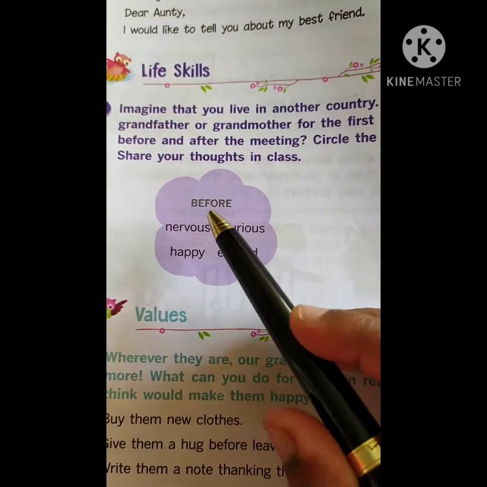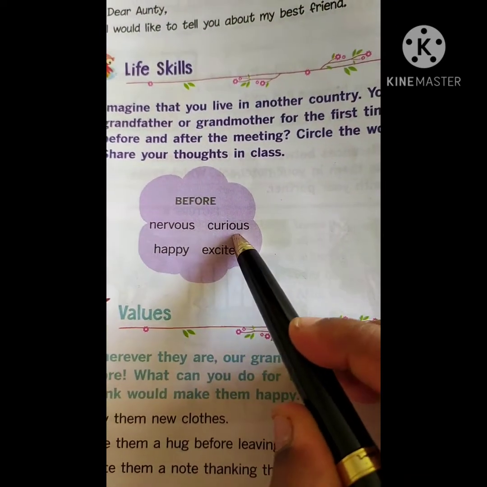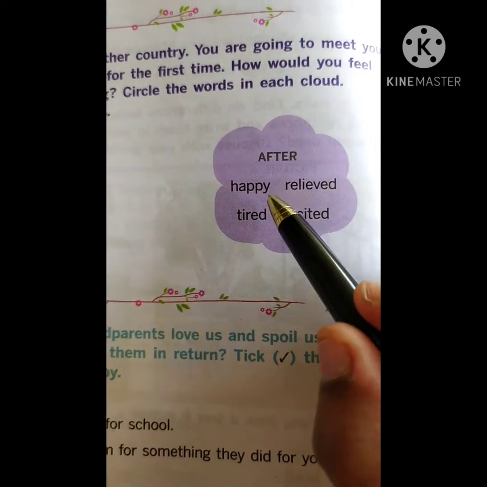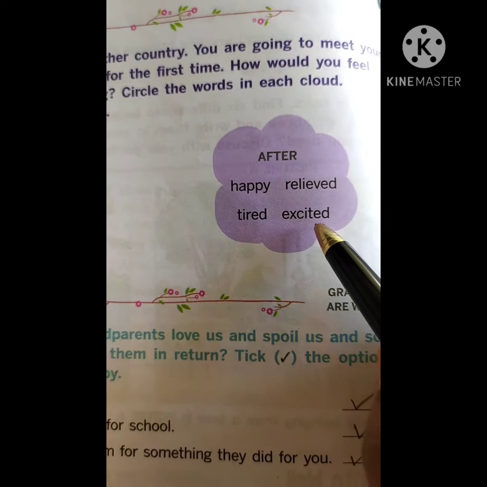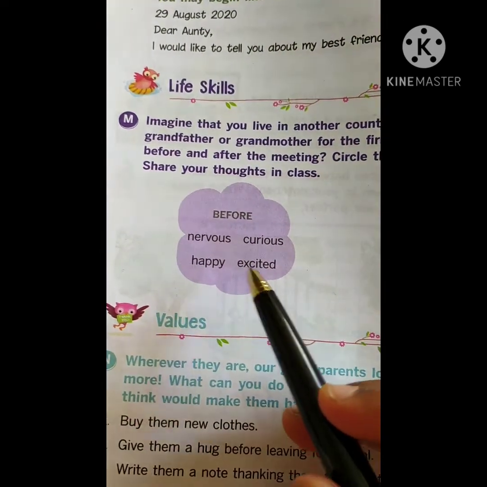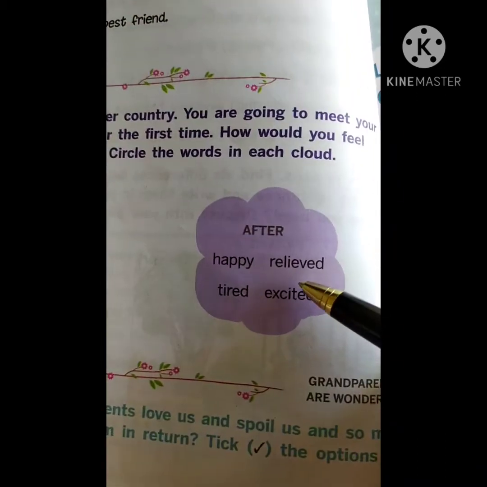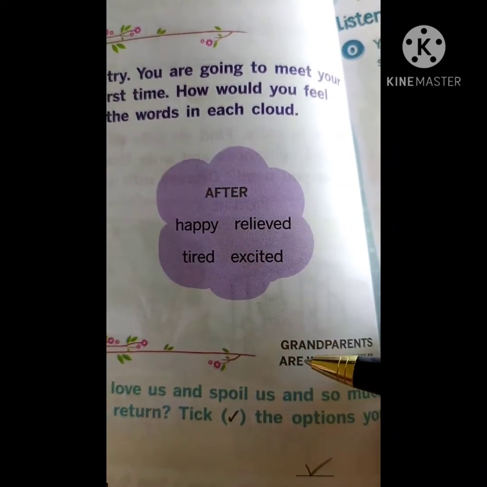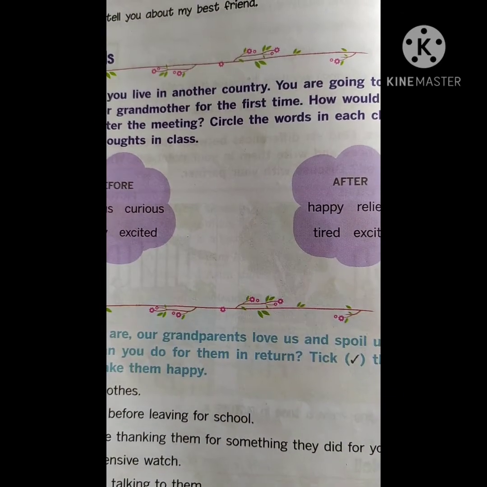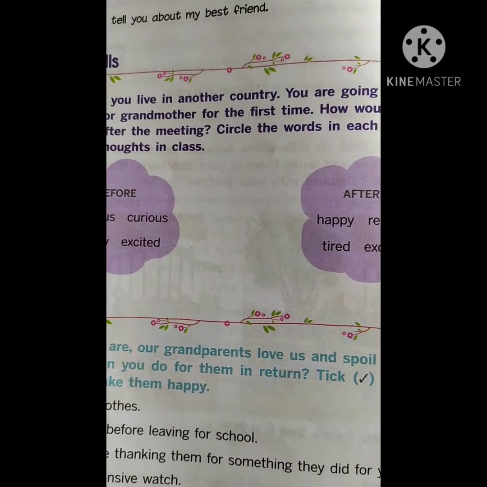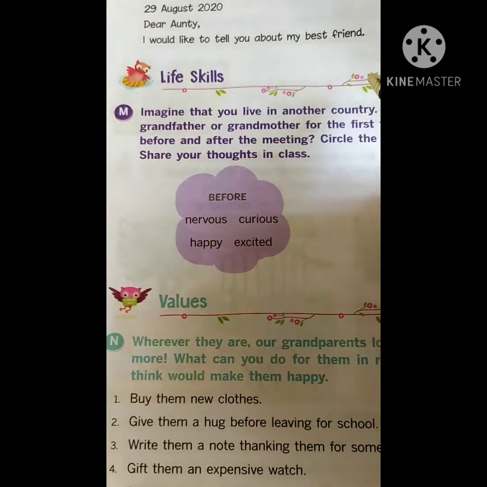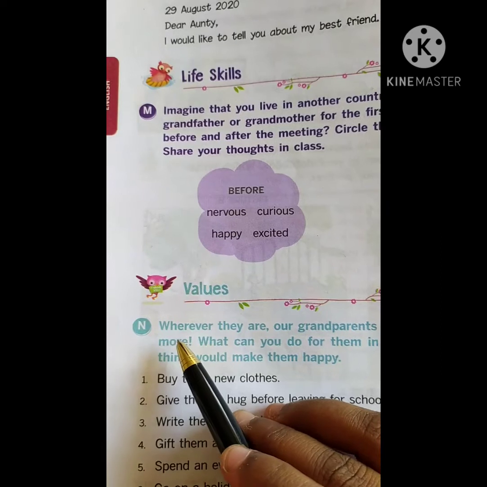Okay. Before, you are nervous, you are curious, you are happy, you are excited, and after, how you felt: happy, relieved, tired or excited. Like children, in my opinion I will be excited and happy before, and after also I will be happy and relieved, because after meeting the grandmother or grandfather, we feel very relieved. Okay. Next, values. This is about the life skills and this is about the values.